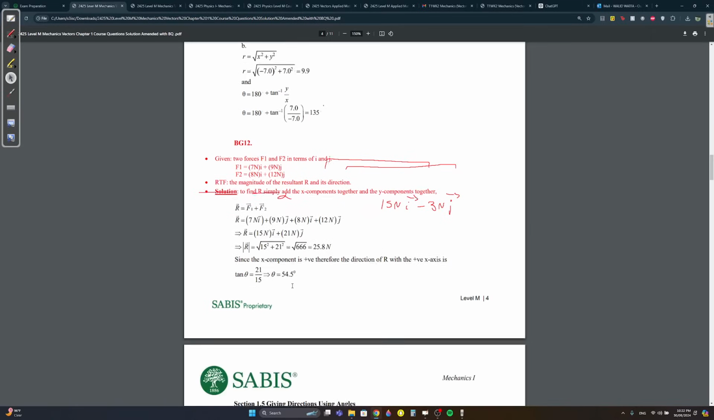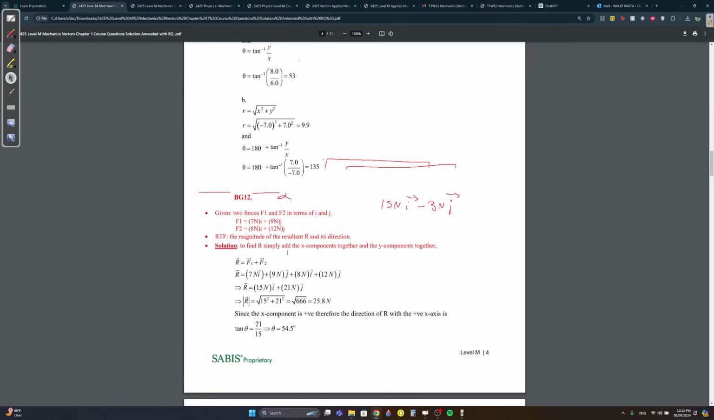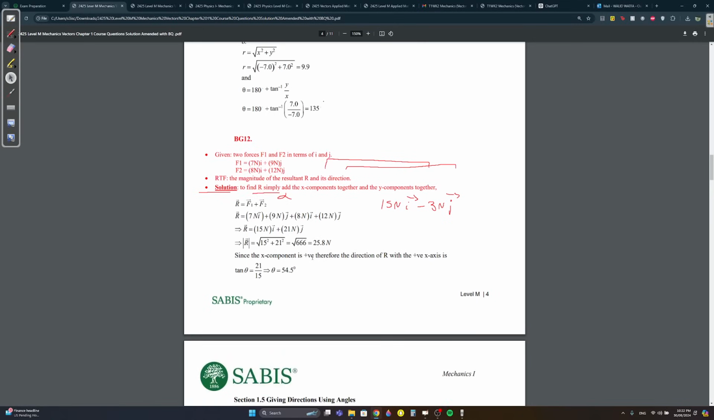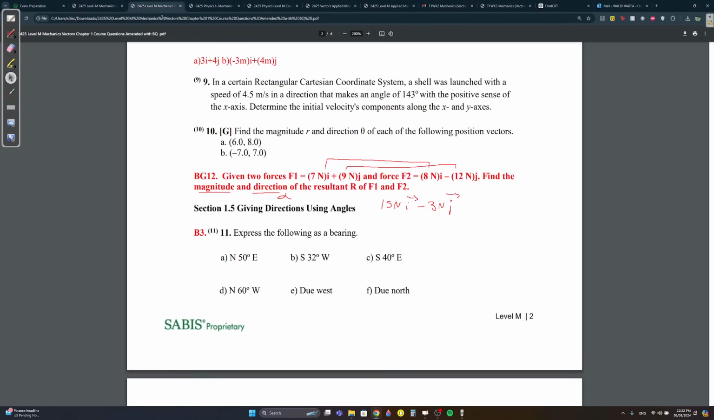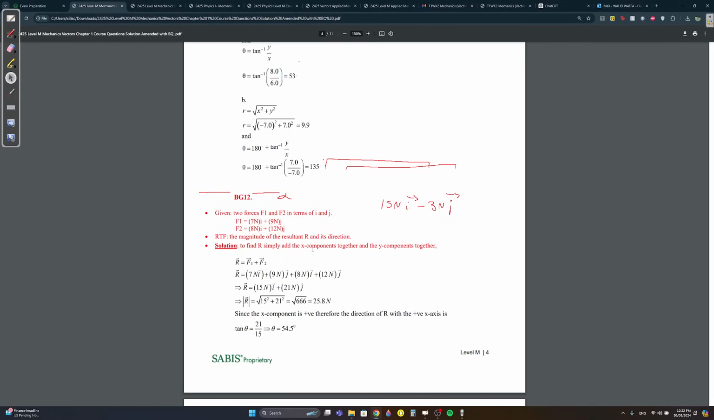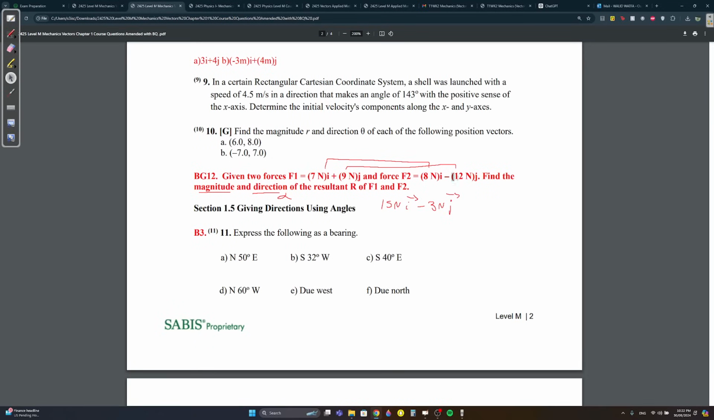BG12. The magnitude of the resultant R and this direction. Yeah. Oh, they solved it here. Wow. How did they get 21? R is F1 plus F2. 7 plus 9. Okay, i. 15. Okay. Did I read it wrong? 9 plus 12. It's minus 12. Okay, I think it's a typo. Here it says minus for me. I think they meant plus, because in the solution they used plus. So let's work as if it's plus. 21 j, because 9 plus 12 is 21.